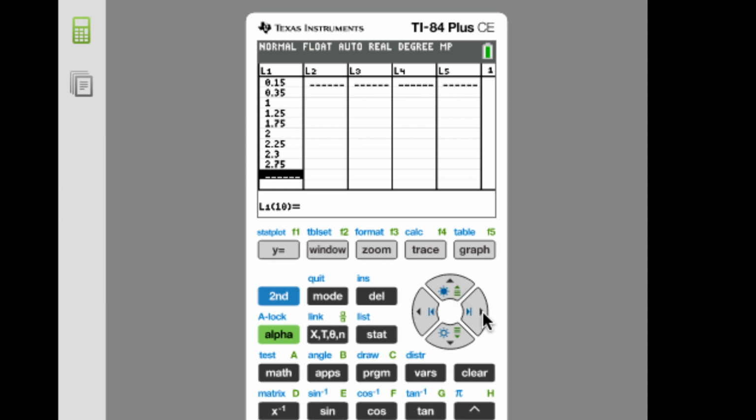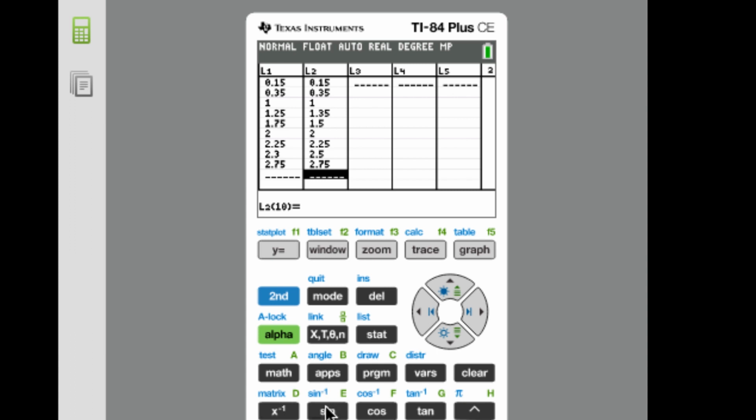Now we're going to enter the Subway fare. 15 cents, 35 cents, $1, $1.35, $1.50, $2, $2.25, $2.50, $2.75. Okay, so you got your bivariate data.